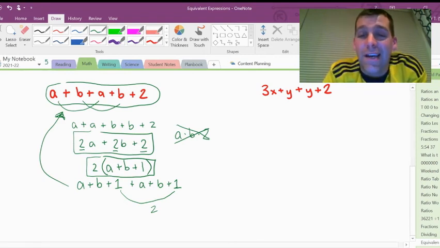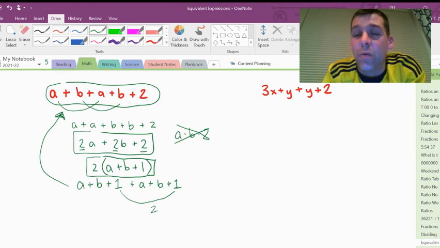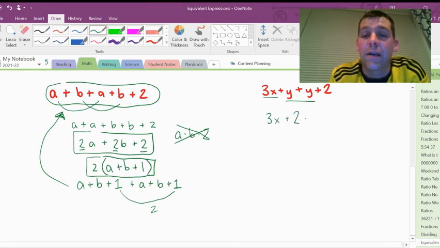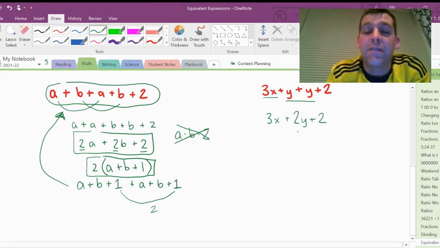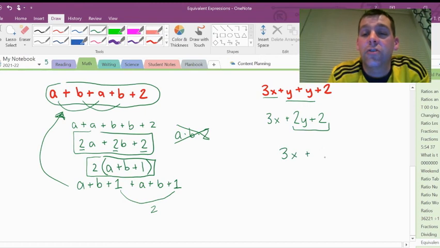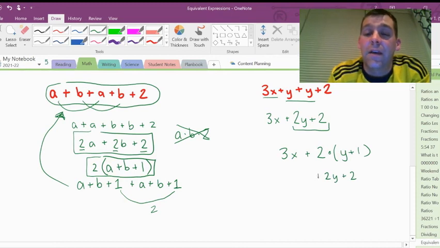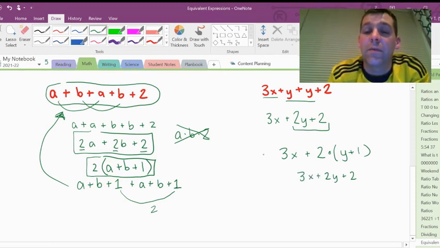For my final one, I've got 3x plus y plus y plus 2. I want you to think about what you would do to that. Here again, the x's are by themselves, so I'm going to put 3x here. My 2 y's seem to go together, so I'm going to go with my 2y, and I've got 2 here. I might even decide that, hey, I see both my 2's, 3x, again, is by itself, plus 2 times y plus 1, right? So here I've got 2y plus 2, because this, again, is multiplied, and I've got 3x. So all of these, again, would be equivalent to this that is up here at the top, okay?